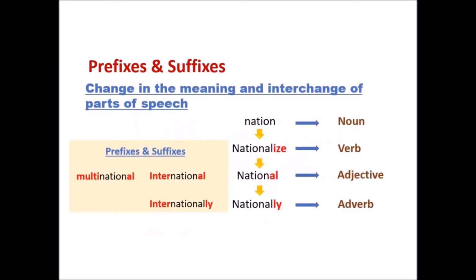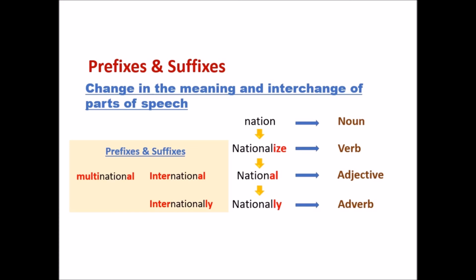See this example. Nation is the root word, it's a noun, and we have added a suffix here, ize. Nationalize, it's a verb. National is an adjective. Nationally, adverb. So we have formed a few more words by adding suffixes to the root word nation.